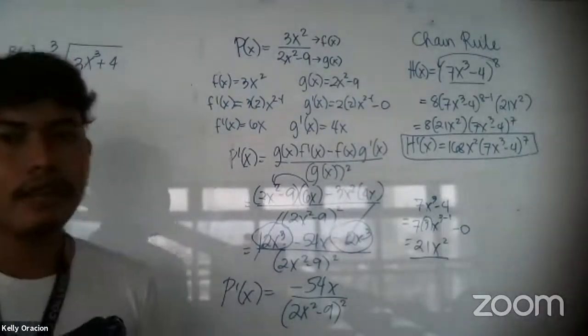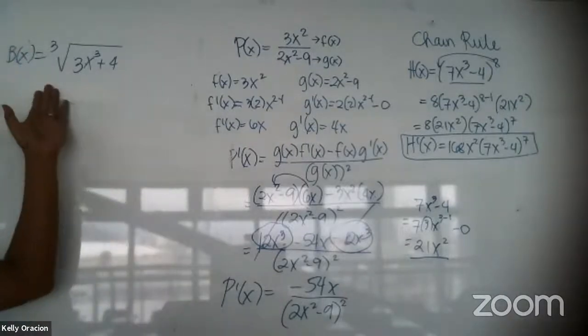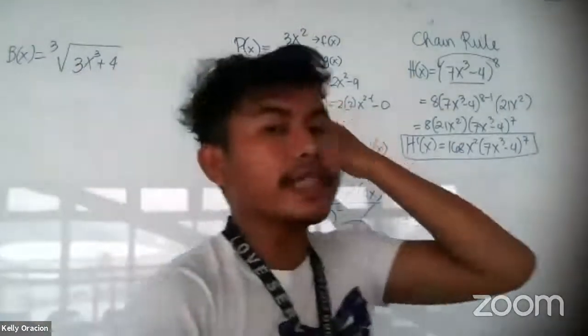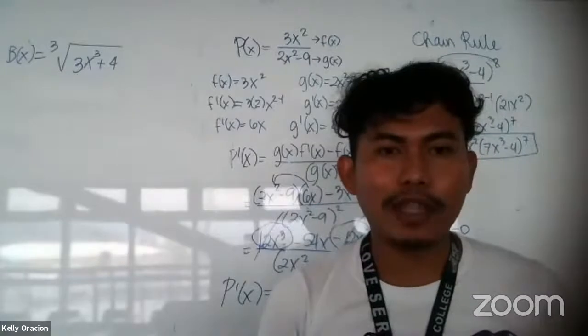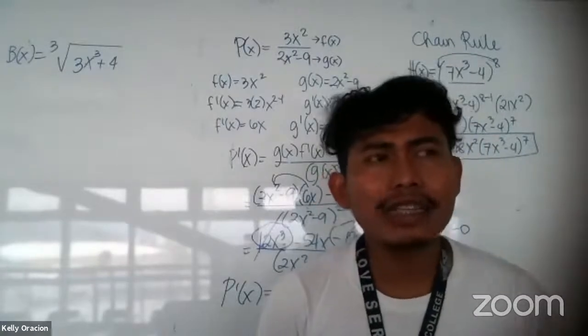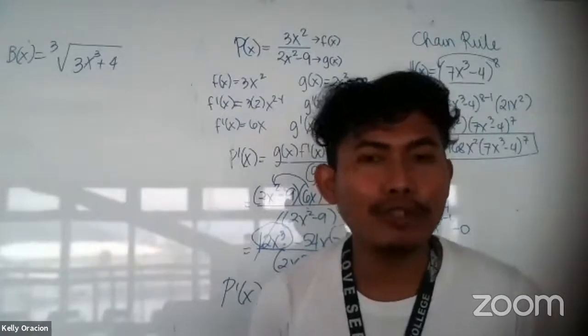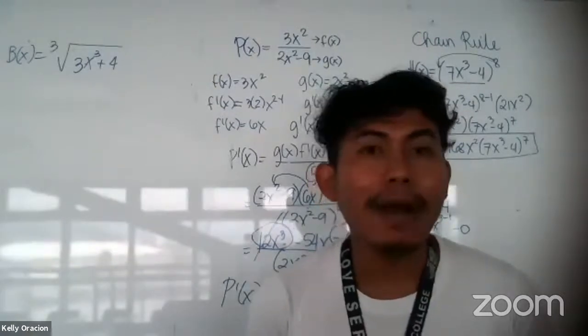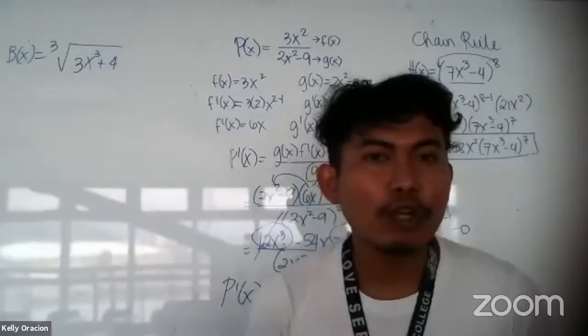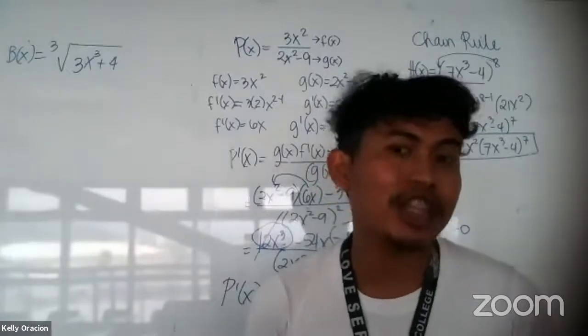Okay? So let's have this example. B of x is equal to cube root of 3x cubed plus 4. Class, usually, pag naka-radical sign, you are going to use chain rule. Again, pag naka-radical sign, class, you are going to use chain rule.